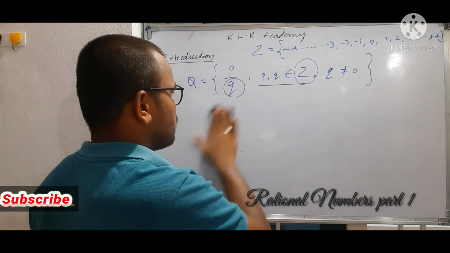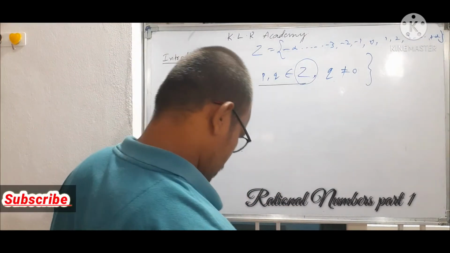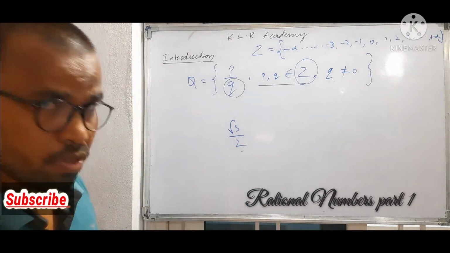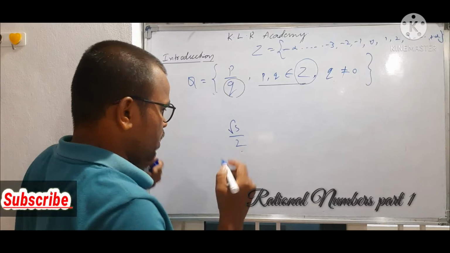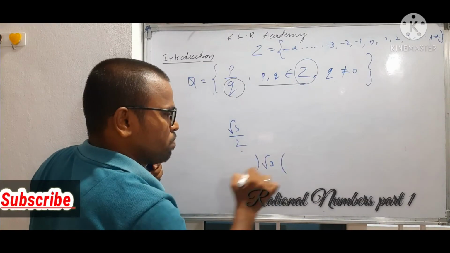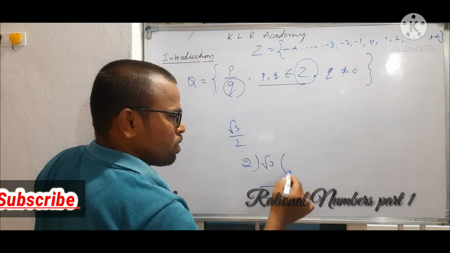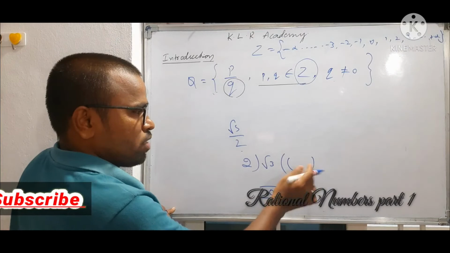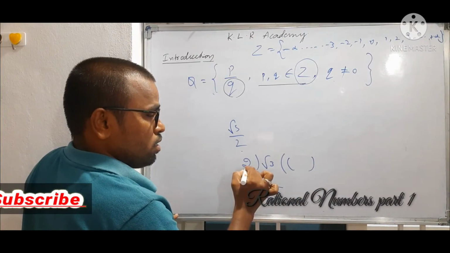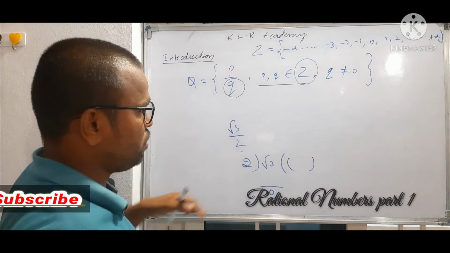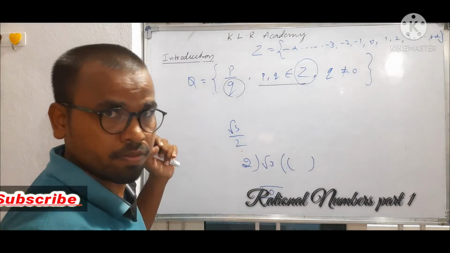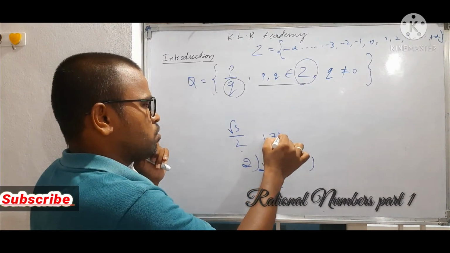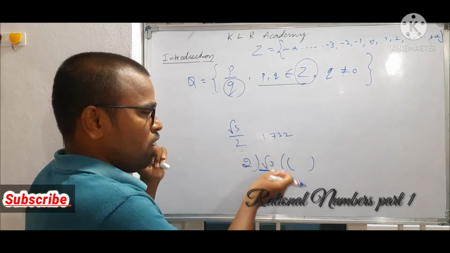See, I will take root 3 by 2. In which table are you getting root 3? So that the remainder is equal to 0 and you get a quotient. In which multiple of 2 are you getting root 3? Root 3 value is approximately 1.732, right?